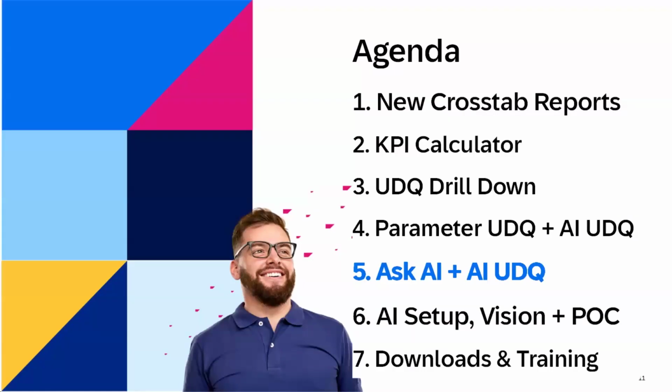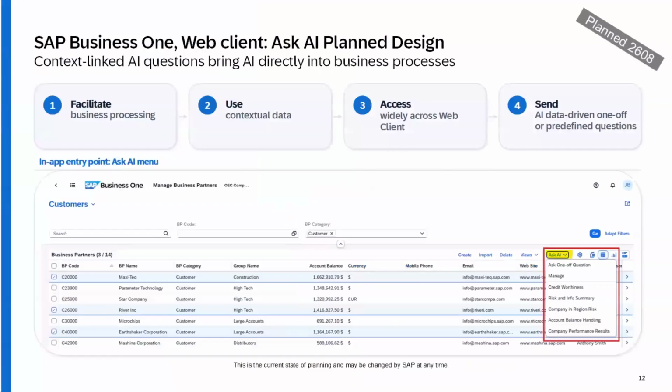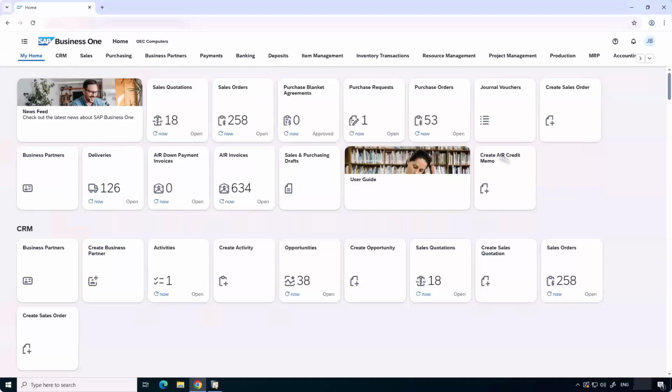Now it's time to talk about Ask AI, another key AI feature for 2608. Now, some of you may have seen what I'm about to present a month ago in the partner meeting. Hopefully I'll present it with a little bit more insight this time. I'm not going to walk through this slide. It's for you to look at after the presentation and download it. But Ask AI, in a nutshell, is an ability to ask context-linked AI questions. And the best way to explain that is by showing it to you.